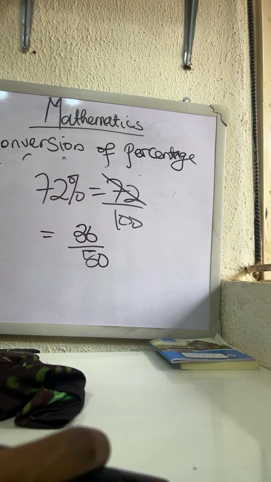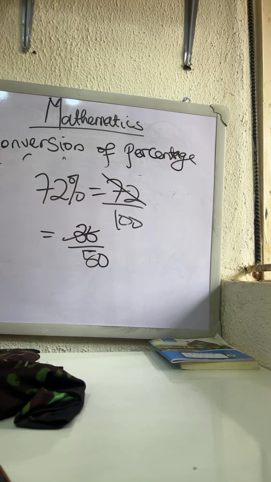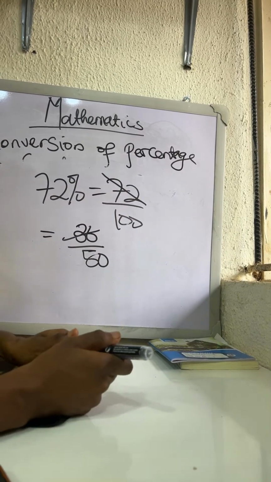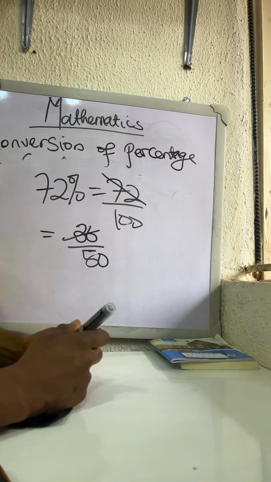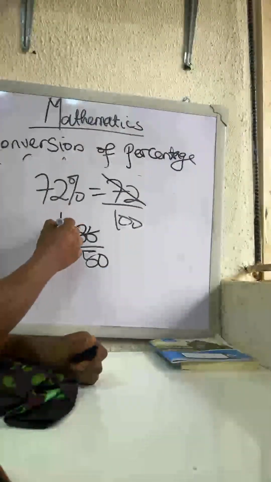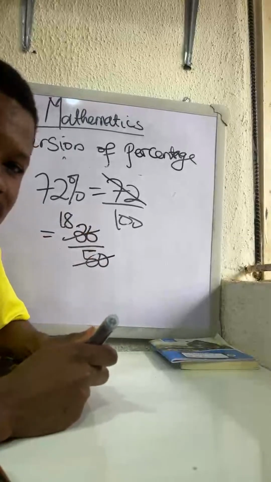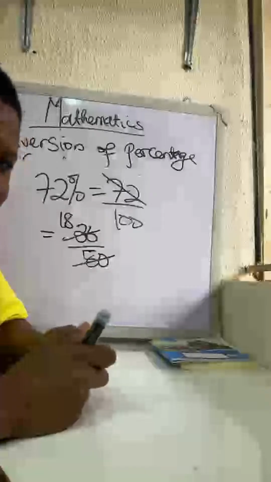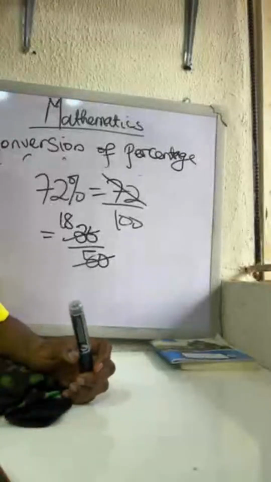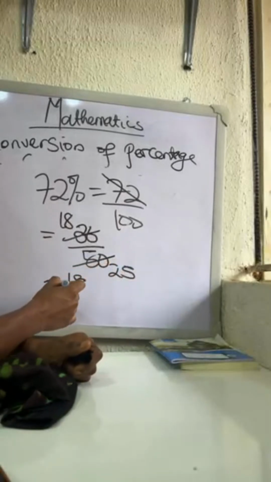Good. So 2 divides 36 is what? 18. Correct. You have it as 18. 2 divides 50 is what? 25. Well, you clap for me. I'm the first person to get it.